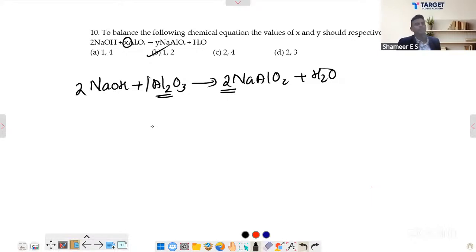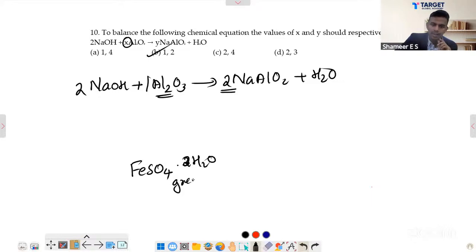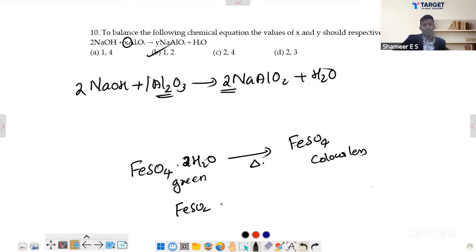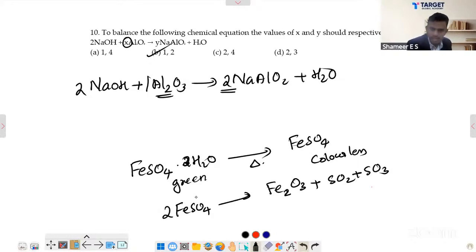So this is about the first chapter, and always go through the decomposition of FeSO4, FeSO4 with 2H2O, green in color. Once you start heating, what happens? The color will disappear and become colorless. Correct? And when you continue heating FeSO4, it will convert to Fe2O3 plus SO2 and SO3. These reactions are also important. Go through all the reactions and types and take your time.